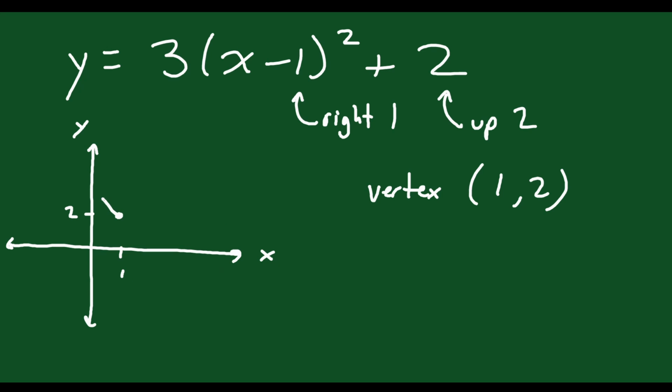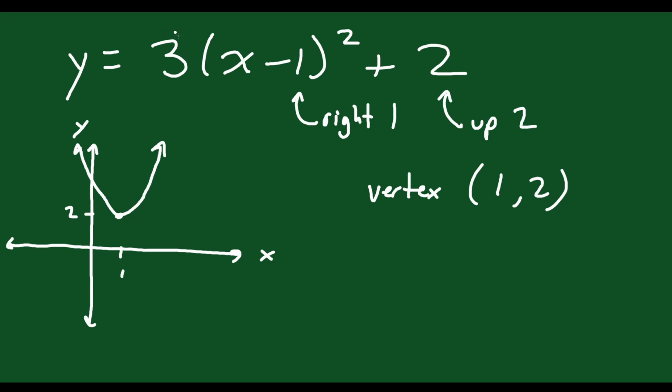Next question, does it go like this and open up, or does it go like this and open down? Which way does it go? Because they're both possibilities. Well, because this 3 on the front is positive, there's a positive in front of there, no negative, that implies that it opens up. So it's going to look something like this.